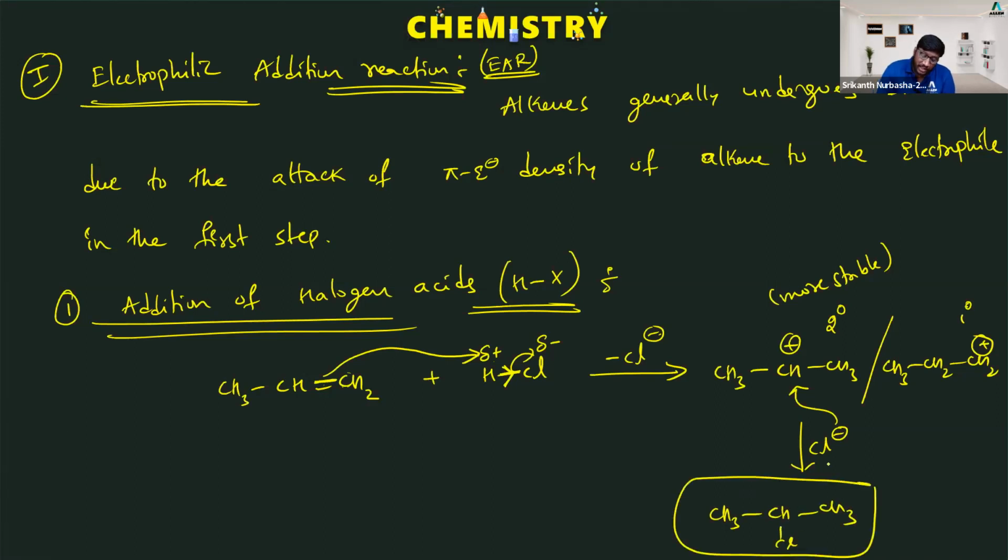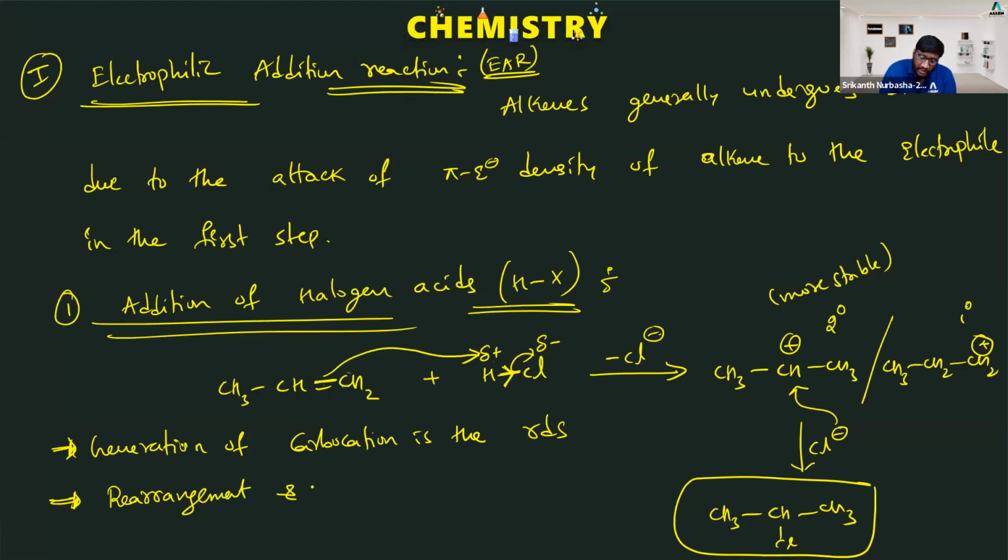What points do you need to understand? First step is generation of carbocation. Carbocation formation is the rate determining step, RDS. And you can also say rearrangements of carbocation are possible, rearrangements and ring expansion or compression is possible.